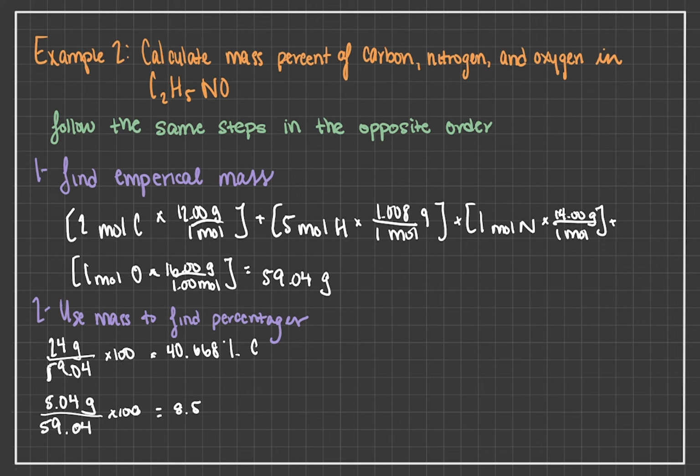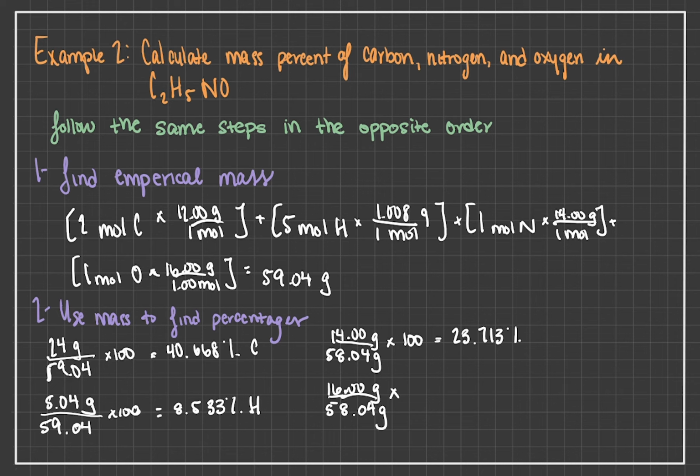Now it only asks for carbon, nitrogen, and oxygen, but you're going to have to find hydrogen as well, because if you don't, you're not completely sure if everything adds up to 100. You want to make sure that all of your percentages add up to 100, just to be sure that you have counted everything there is in the formula. So after doing all the math, you see there is 8.533% hydrogen, 23.713% nitrogen, and 27.86% oxygen.